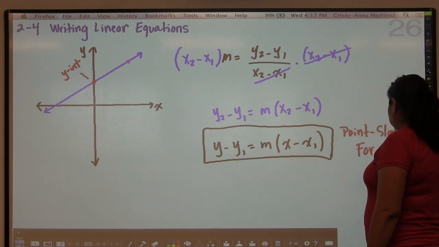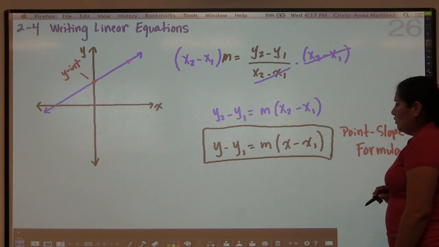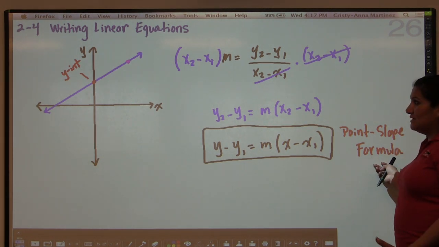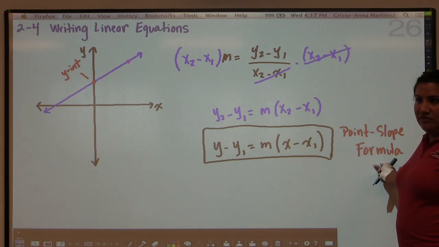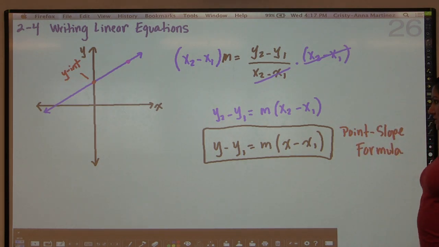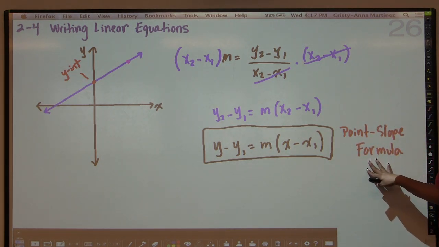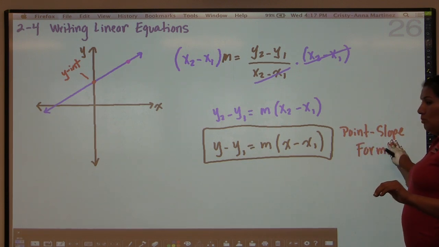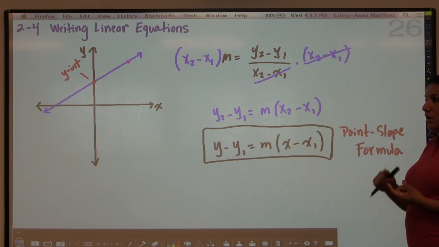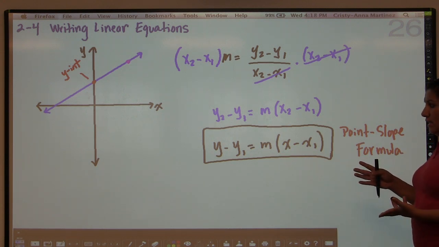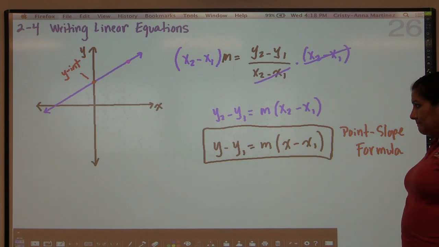And its name tells you exactly what you need in order to use it. You can use this point-slope formula anytime they ask you to write the equation of a line, which, lo and behold, is what this section is called: writing linear equations. The cool thing about this formula is that you can use any point and a slope. As long as you know the slope and have a point that was given, you can use this formula to write the equation of a line.